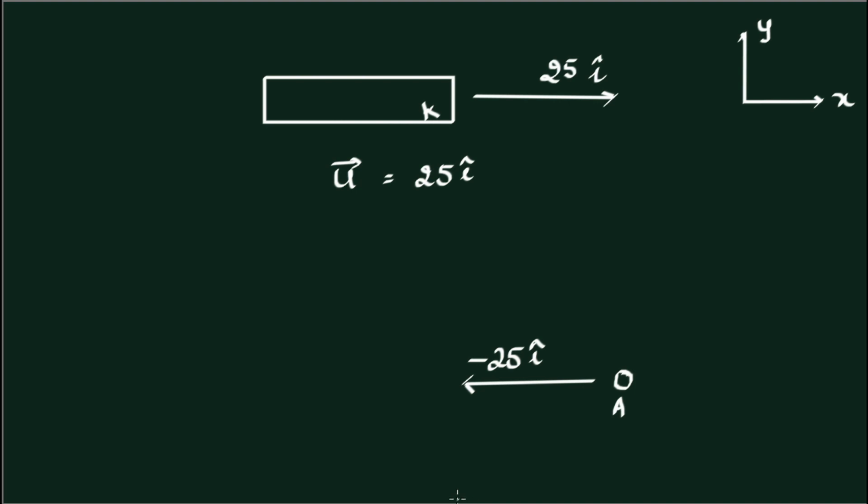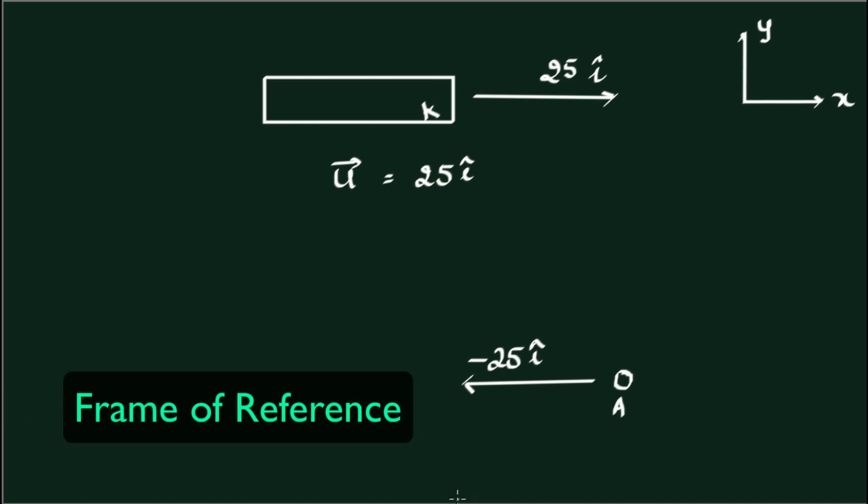Now, to say it in scientific language, we say that in Adityan's frame of reference, the tree's velocity is 0 and Kundavai's velocity is 25 i cap. In Kundavai's frame of reference, the velocity of the train is 0. The velocity of the tree is minus 25 i cap.